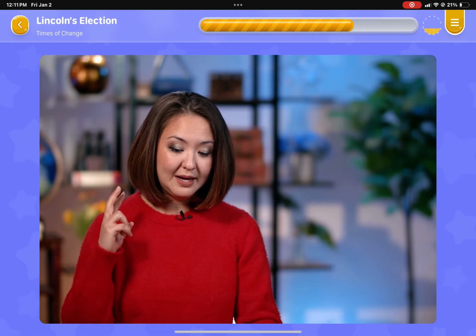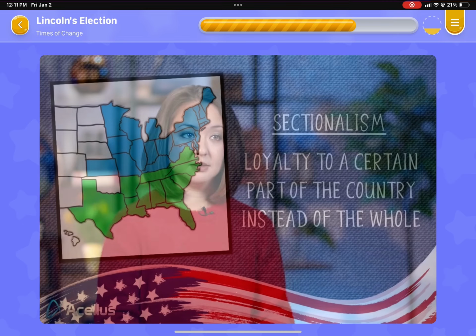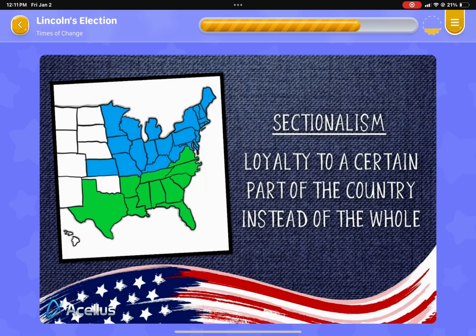Now remember, we have this idea of sectionalism, which is where we're loyal to one section or one part of the country. And a lot of these people were definitely broken out in that way, either through the way that they're producing their goods or even moral issues like slavery, where you think it's morally wrong. So all of this is just bubbling up into election of 1860.